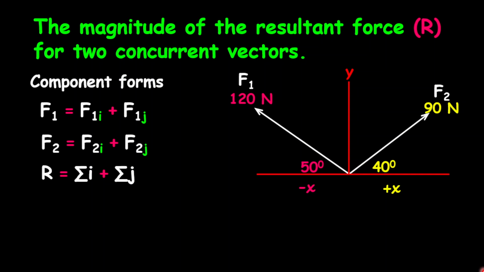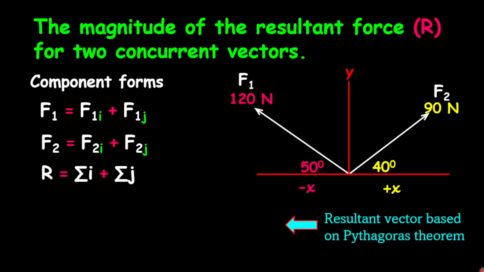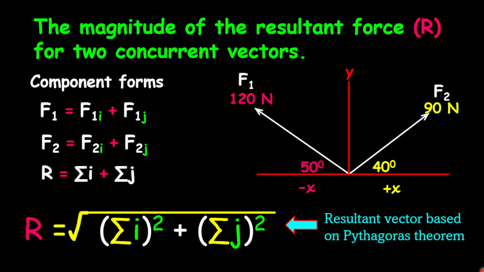However, to find the actual value of the resultant, we're going to use the Pythagoras theorem. As a result, the resultant force is the square root of the sum of the i squared plus the sum of the j squared. So you put all the x components together, find the sum and square that, add it to all the y components summed together and squared, and then find the square root to find the resultant force based upon Pythagoras theorem.